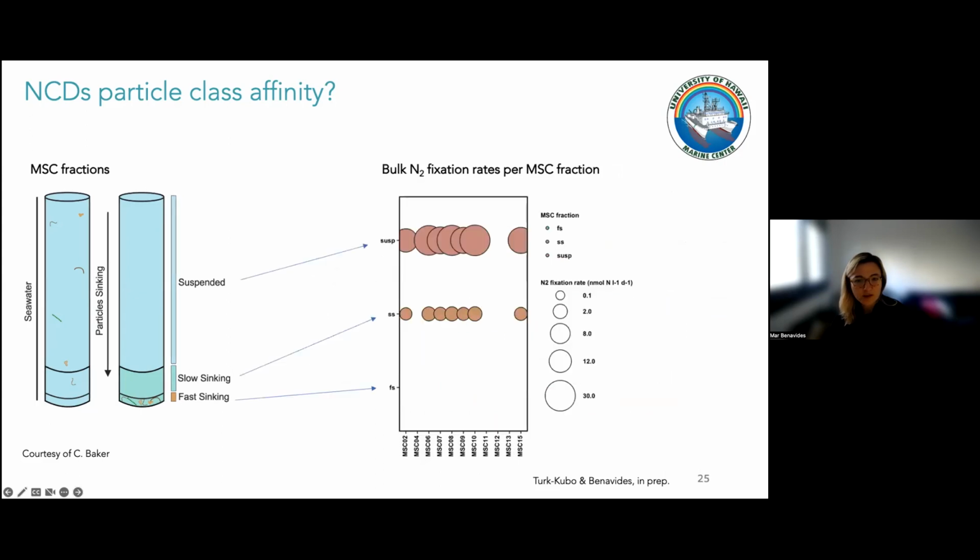When we look at the activity though, so this is the bulk nitrogen fixation, so again not differentiated by the different groups, we do see quite high nitrogen fixation rates in the suspended particles. These are somewhere between 12 and 30 nanomoles of nitrogen per liter per day. So this is actually quite high.